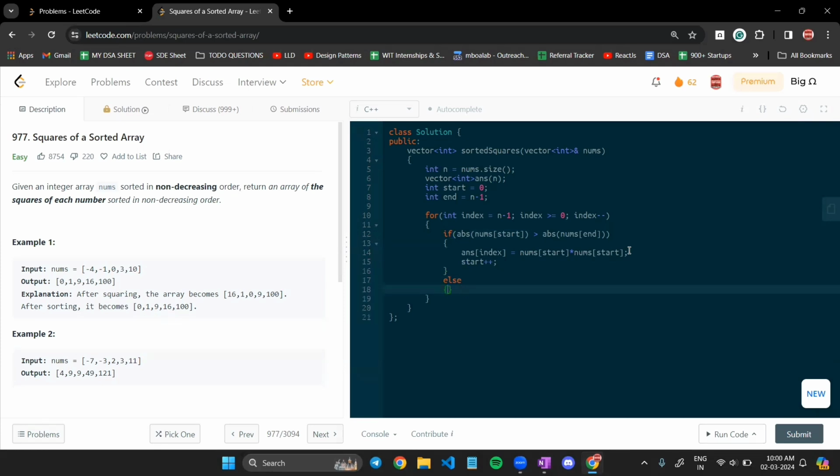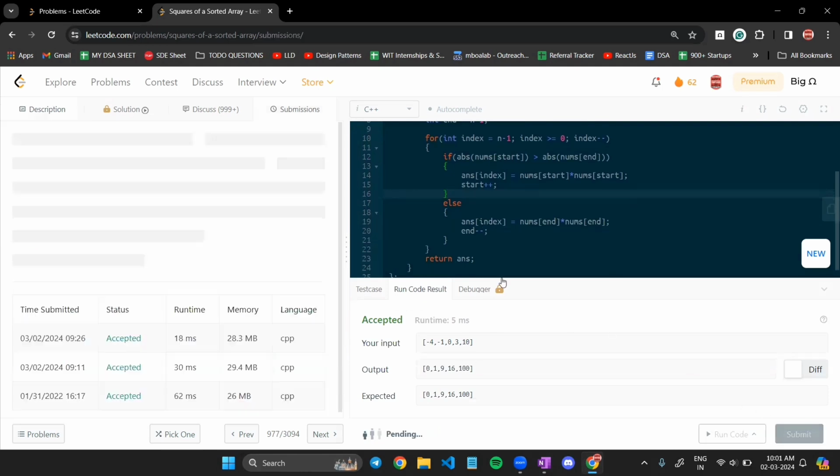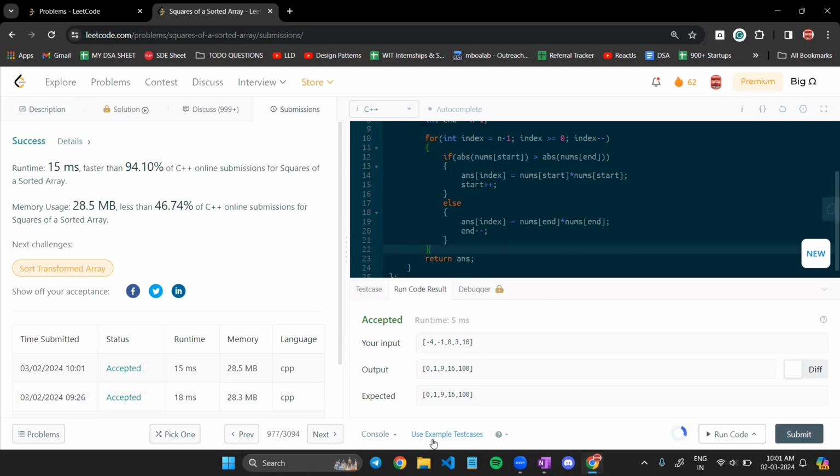Otherwise, what does it mean? Otherwise, the absolute value of nums of end is greater. So what we'll do? We'll set answer of index as the square of nums of end. And since the value present at end was greater, we will simply decrement the end pointer. And at the end, we'll return answer. So now let's run this. So it's giving us the correct answer. Let's submit it. And it got accepted.